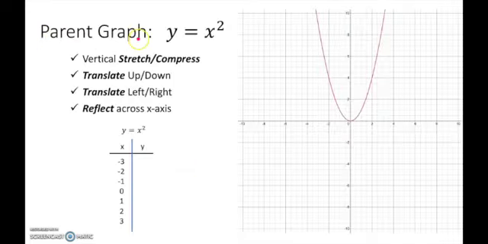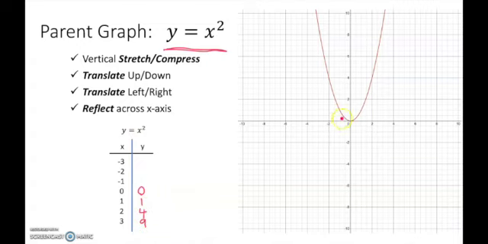To begin, let's take a look at our parent graph, y is equal to x squared. That's presented here on the right. So first, when we take a look at y is equal to x squared, let's plug in 0 into the x value. 0 squared is going to equal 0. And what about 1 squared? 1 times 1 is 1. What about 2 squared? 2 times 2 is 4. And what about 3 squared? 3 times 3 is 9.